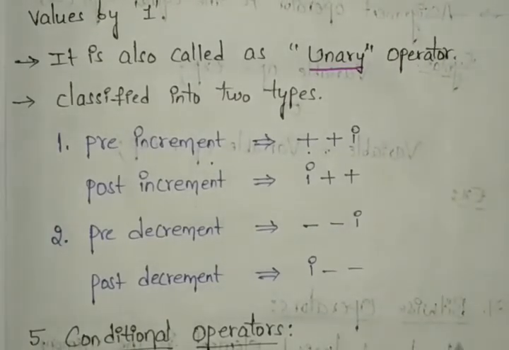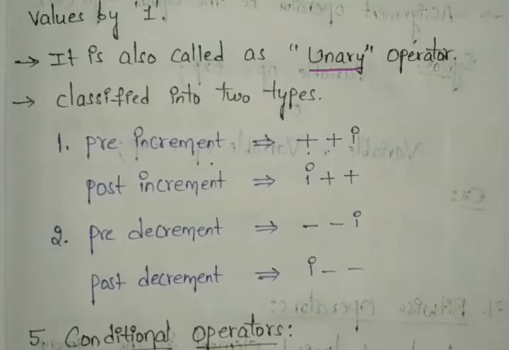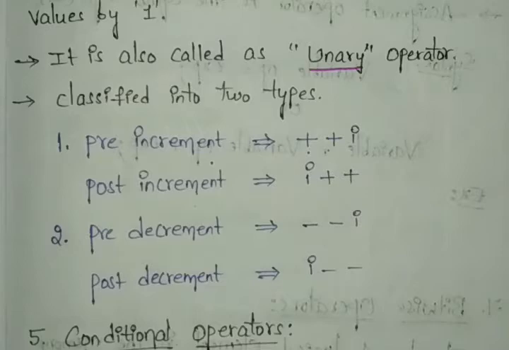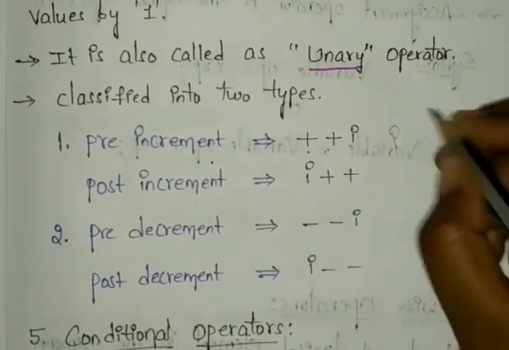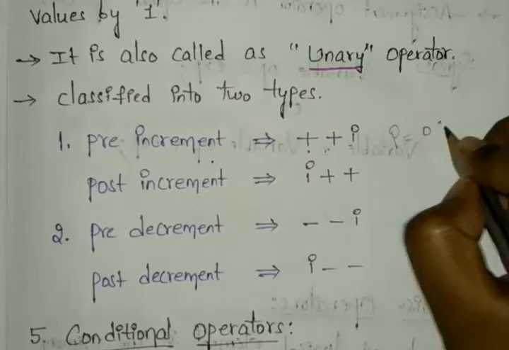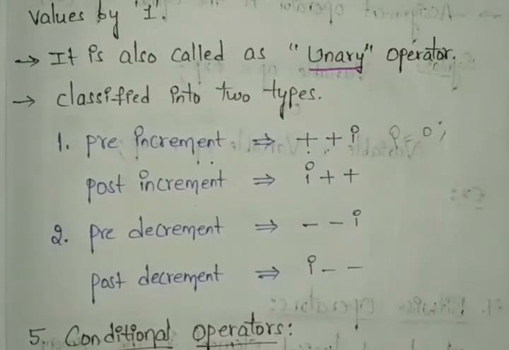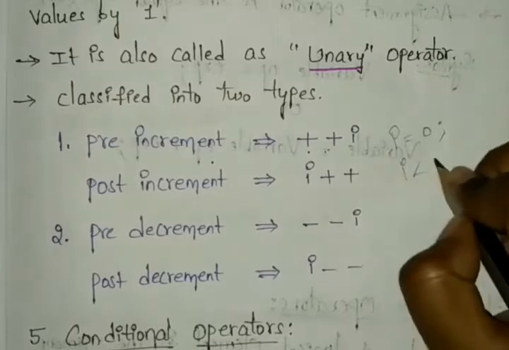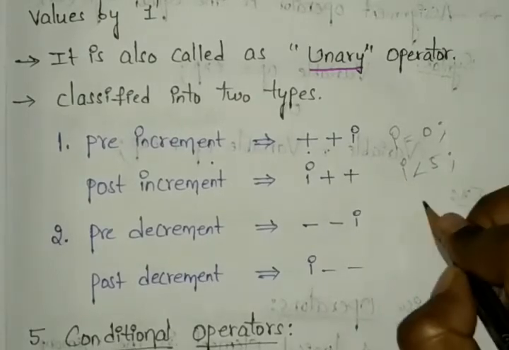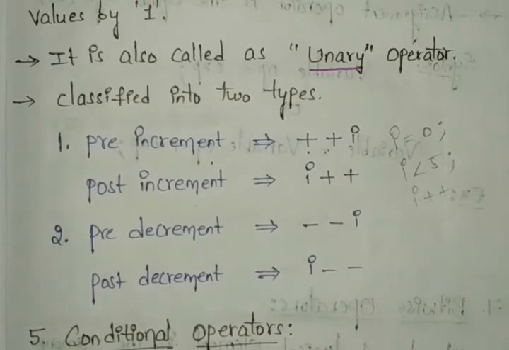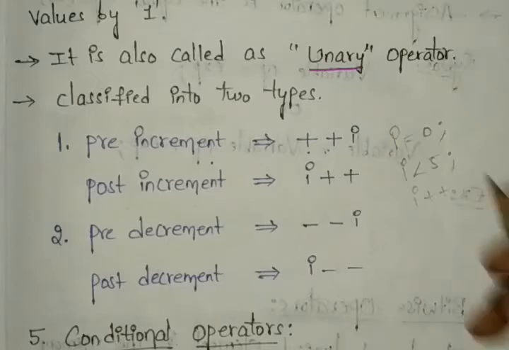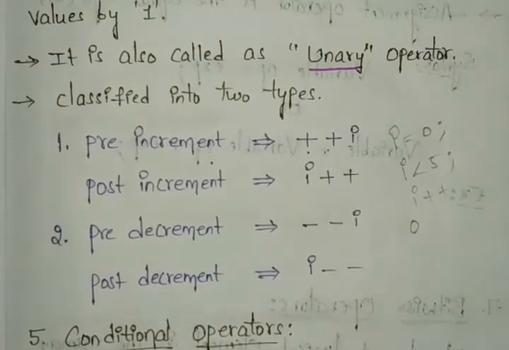Suppose in a program you are giving the value I equals 0, and the next condition, I less than 5. Here I am using I plus plus, that is the post-increment. After giving the value, you increment, right? So first it will display the output 0. After that it will be incremented to 1, and after that it will be incremented again.